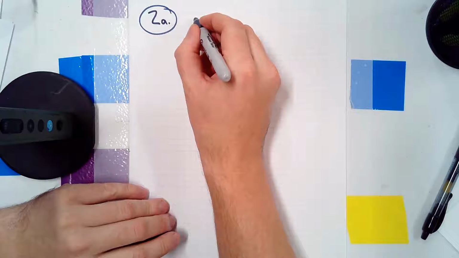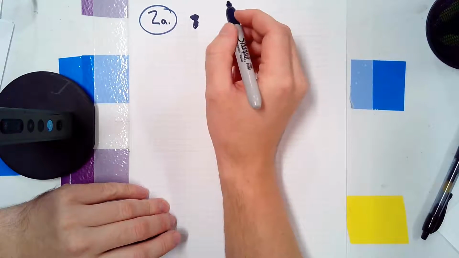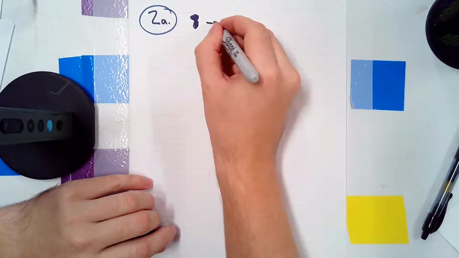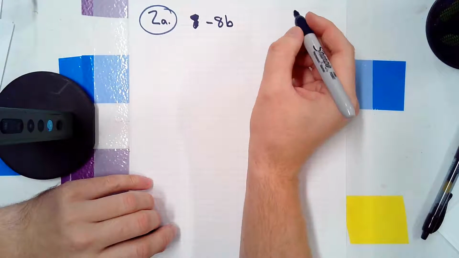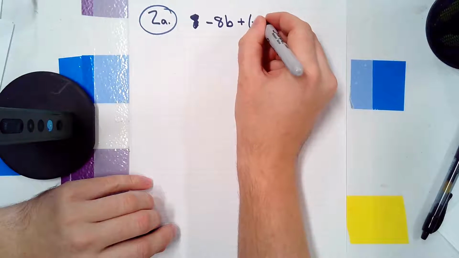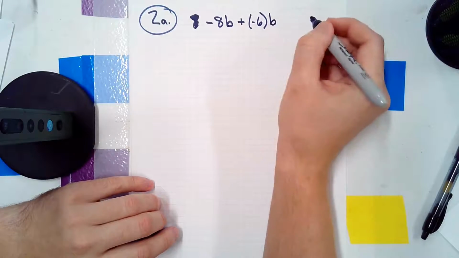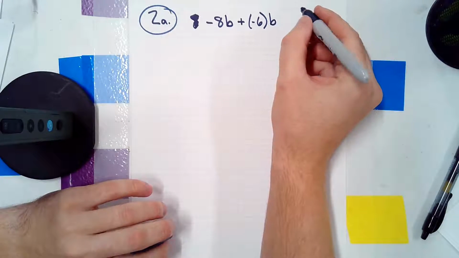8 and then in parentheses. Whoa. Never mind. It's negative 8b plus negative 6. That's in, yeah, okay. B. And then there's the is greater than 10.